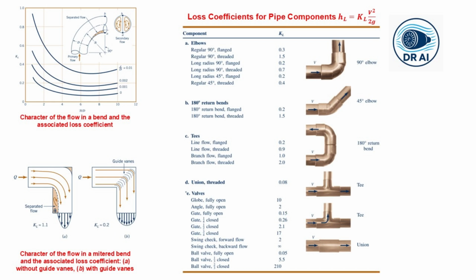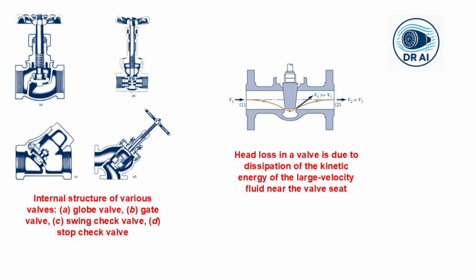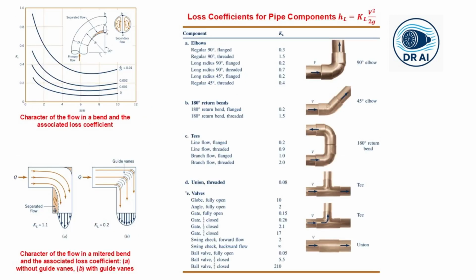Finally, this particular table is your go-to reference for many loss coefficients for standard components like threaded and flanged elbows, tees, and various valves. Notice that a wide open globe valve has a KL value of 10, which is huge, while a fully open gate valve is only 0.15, and a swing check valve has an infinite KL for backward flow. It's a one-way device. This table is incredibly useful for real-world designs.